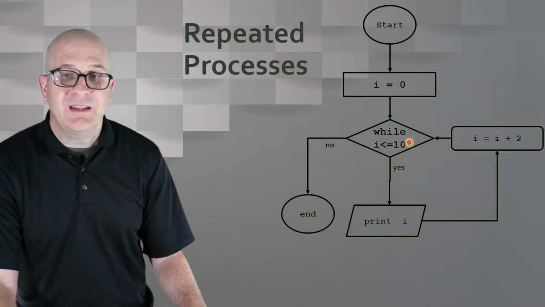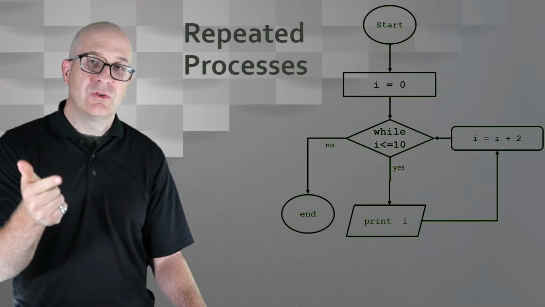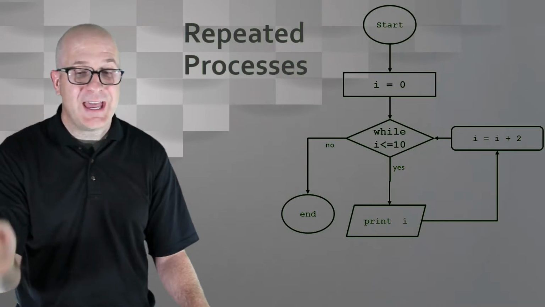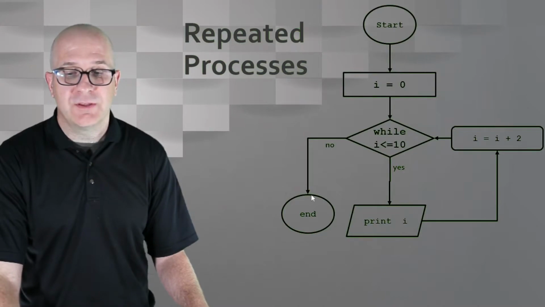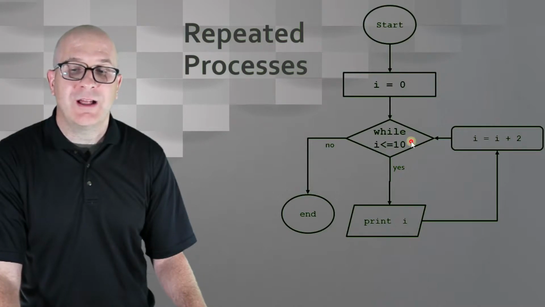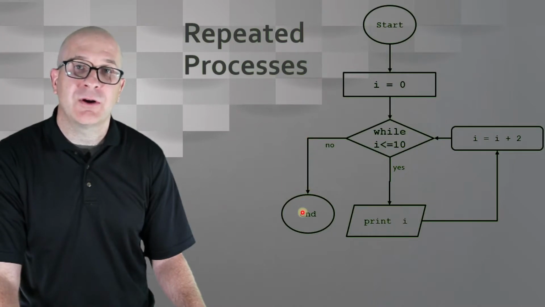So what that means is I is going to start off at 0, then it's going to go to 2, 4, 6, 8, then 10. It's going to print all of those I values here. And then after it reaches 10, the next value is going to be 12, which is not less than or equal to 10. And it's going to leave that while loop and end the program.